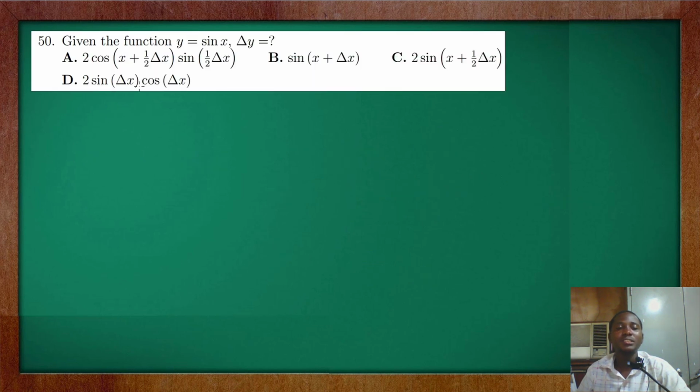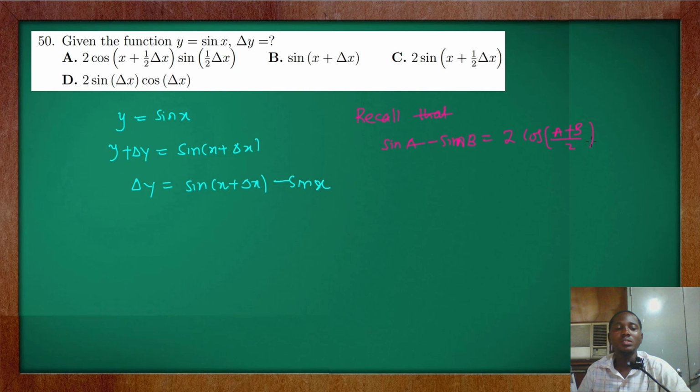And our final question for this question bank is question 50. It said given the function y equals sine x, they ask us to find delta y. Again, if you increase your y and here you increase your x, bring y to the other side. That means we have delta y equals sine of x plus delta x minus sine x. Now you recall that if you have sine A minus sine B from your elementary days in trigonometry, this is going to give you 2 cos of A plus B over 2, then multiply by sine of A minus B over 2. Alright, so you need to have all the things at your fingertips.